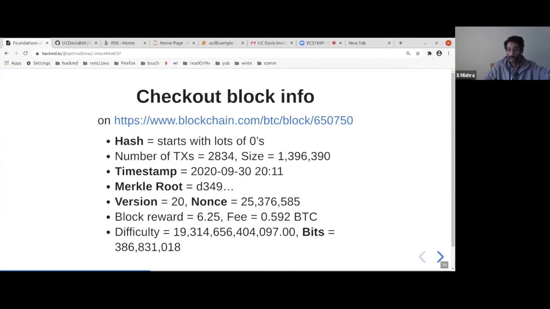So some of the things you can see here, this block, it has nearly 3,000 transactions, and the block reward and fees together are that much. If you do that computation, you'll find that the average transaction in those blocks, and that's fairly true of recent blocks, costs about $2.20.